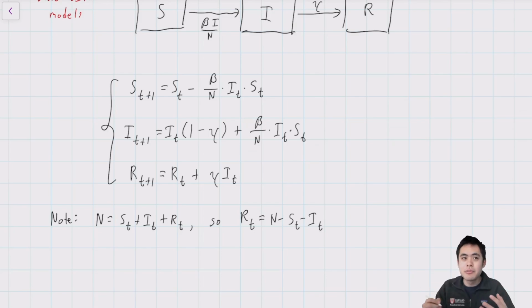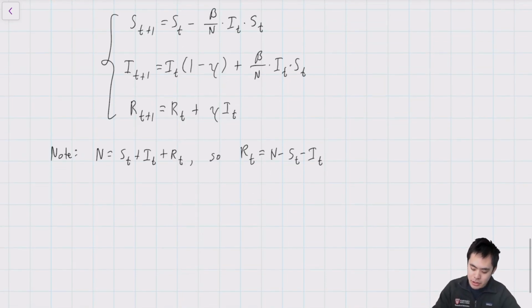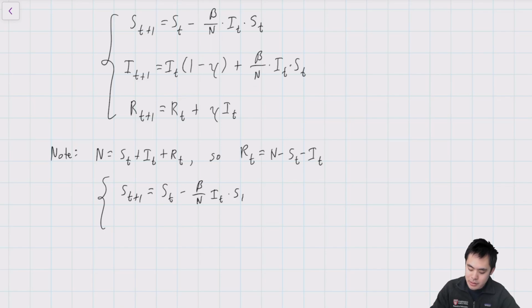And then we'll note that it doesn't have any direct influence on S sub t and I sub t, and so we can reduce this into a system of two equations. So in the previous case, we had two equations that were reduced to one equation. In this case, we are reducing 3 to 2, and so we end up with, let's see, S sub t plus 1 is going to be equal to S sub t minus beta over n times I sub t times S sub t, and I sub t plus 1 is going to be equal to I sub t times 1 minus gamma, plus beta over n times I sub t times S sub t.